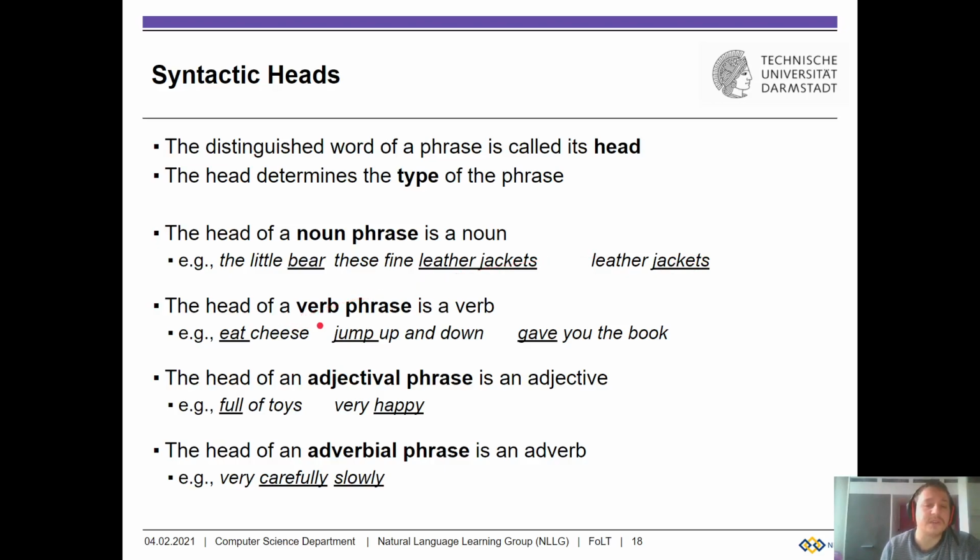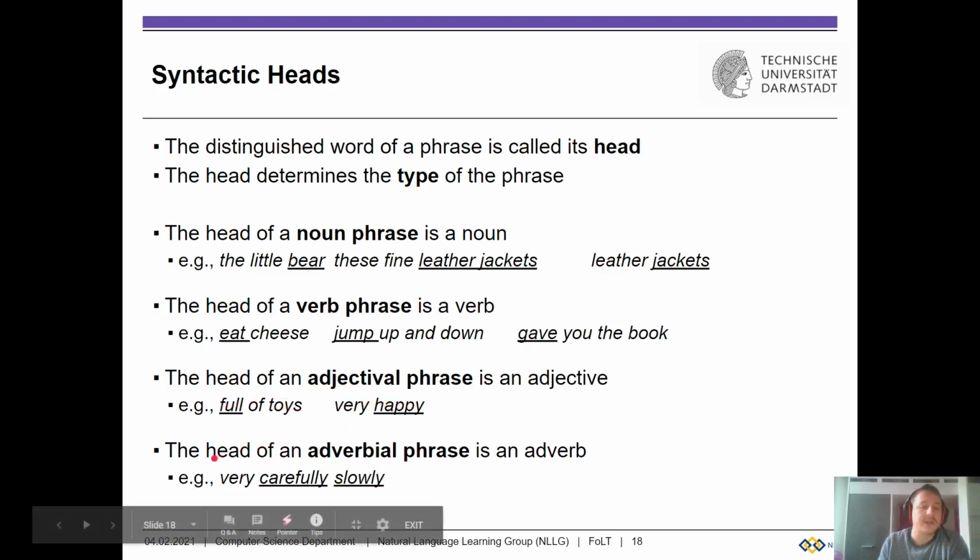For a verb phrase, the head is a verb: to eat cheese, to jump up and down, gave you the book. So those are the heads of verb phrases, and they govern something else. In this case, a pronoun and a noun phrase. The head of an adjective phrase is an adjective, as you would imagine, such as full of toys, very happy. And the head of an adverbial phrase is, as you would imagine, an adverb, very carefully, slowly. Is an illustration of this.